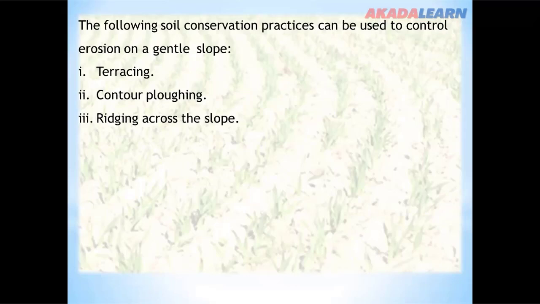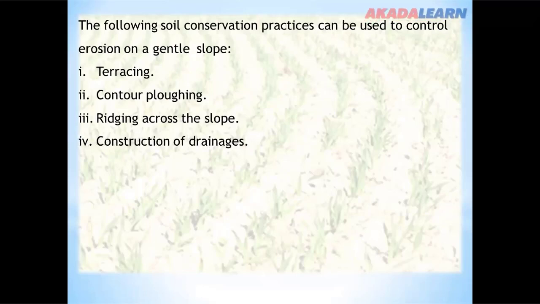The next one, we have ridging across the slope. Now, floodwater would normally run down along the slope of the land. Ridges constructed should be across the slope to block runoff water. Such ridges will also help to trap the water into small reservoirs which will sink into the soil. It can be practiced by every farmer without much technical know-how.